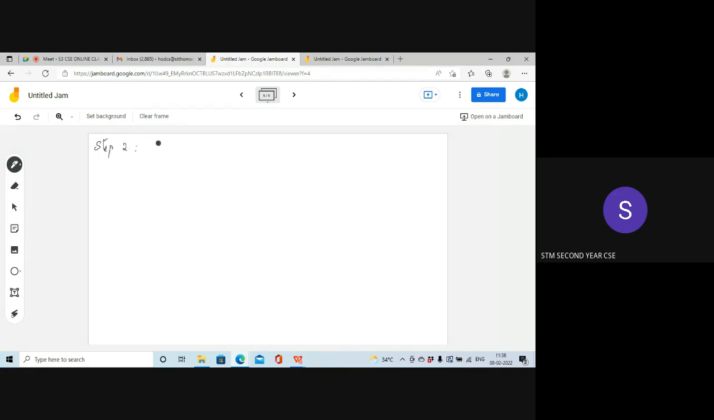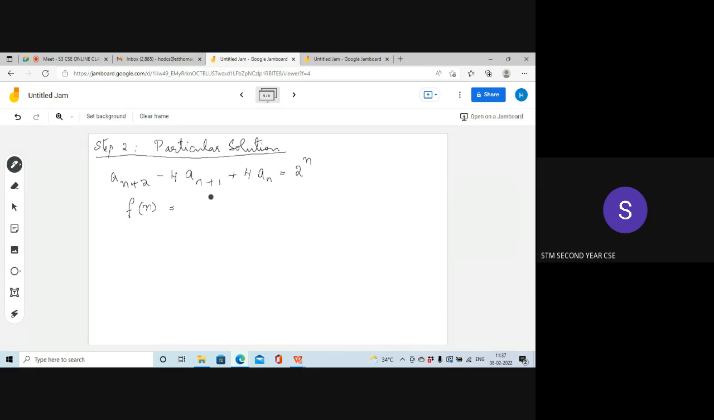Step two, particular solution. To find the particular solution. Now the given equation is a n plus 2 minus 4a n plus 1 plus 4 into a n is equal to 2 raised to n. This is the given question. Okay. So now what is f of n here? What is f of n here?